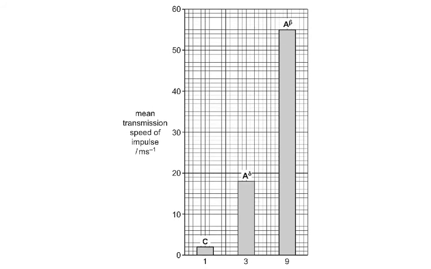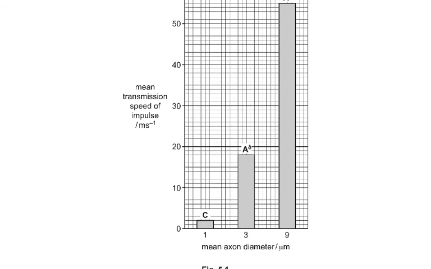So A delta and A beta, now you can see here what do we have? We have the mean axon diameter. So the mean axon diameter 1, 3 and 9, it's in micrometers. So at 1 micrometer, the mean transmission speed of the impulse for C was very little. It's 2 only. Then 3 and then 9. So as the axon diameter is increasing, the mean transmission speed of the impulse is also increasing.